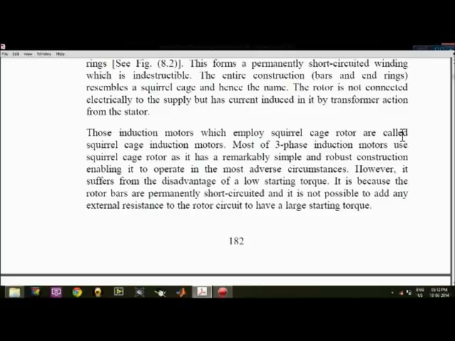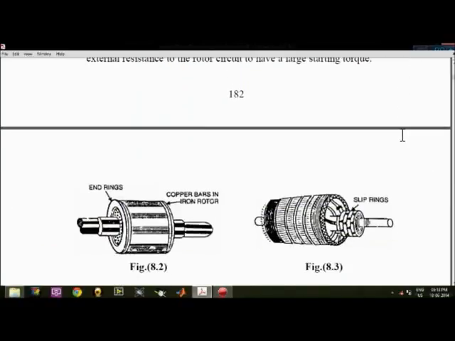However, it has some disadvantages like low starting torque, because the rotor bars are permanently short-circuited and it is not possible to add any external resistance, which is used for giving a higher starting torque. In this case, the rotor is permanently short-circuited, so we cannot apply any other resistance to make the starting torque a little bit higher. Even though, there are many advantages, and hence these are used widely at industrial levels.